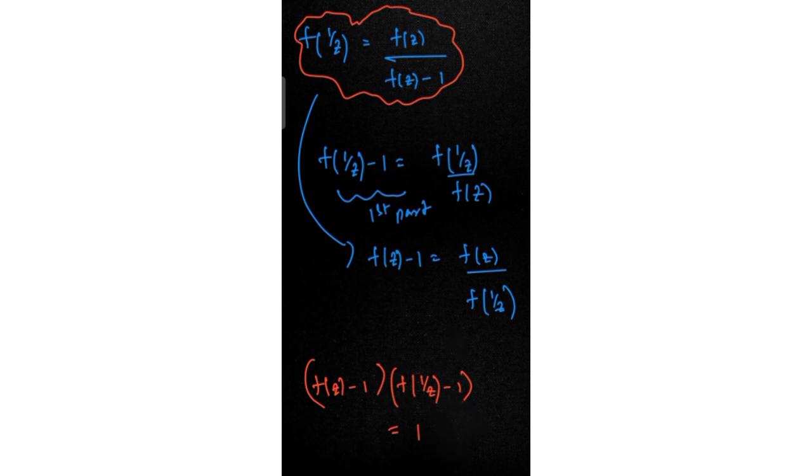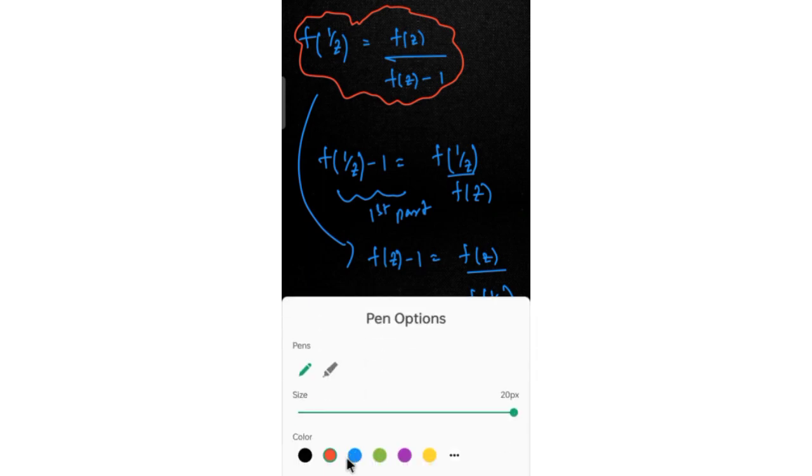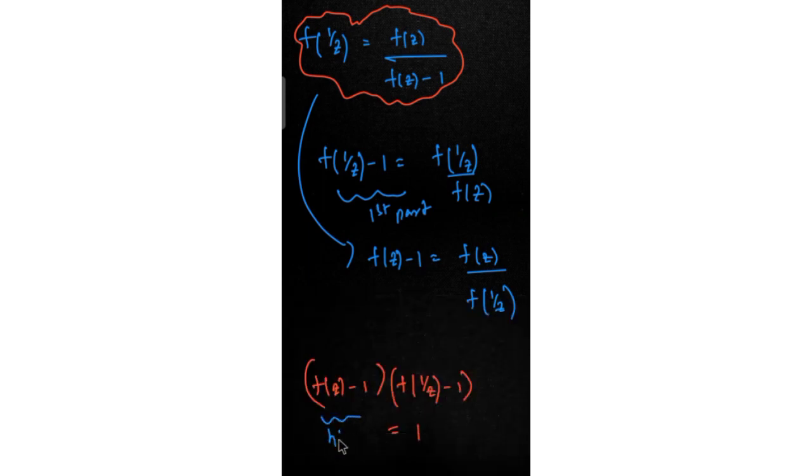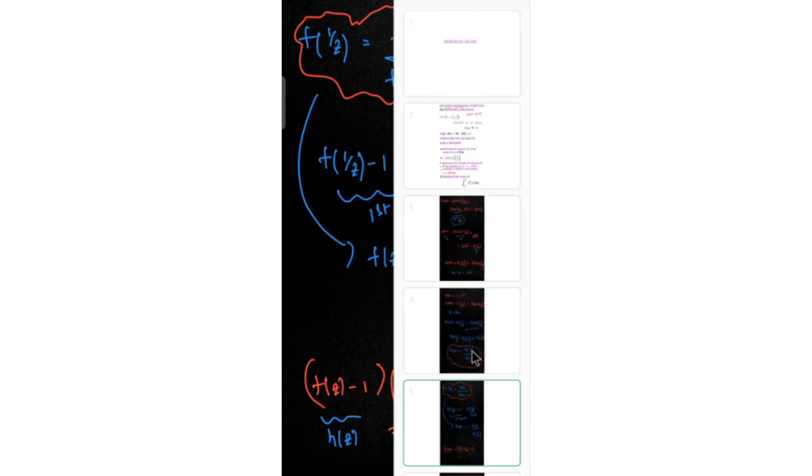And if I just assume this as some h of z, I'll be using blue ink. Like f of z minus 1, if I assume that as h of z, then this will be h of 1 by z, isn't it? Because in the place of z, if I substitute 1 by z, I'll be getting this one, f of 1 by z minus 1. So I've just assumed this as h of z, and this would be h of 1 by z.